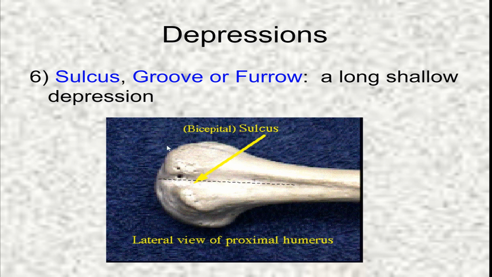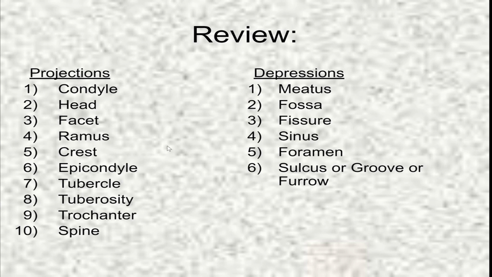And that is going to round out our bone markings. You can see we have 10 projections and 6 depressions that we have discussed. So just keep those in mind as we start looking at specific bones, because there will be specific bone markings that I'll point out in class that I'll want you to know.